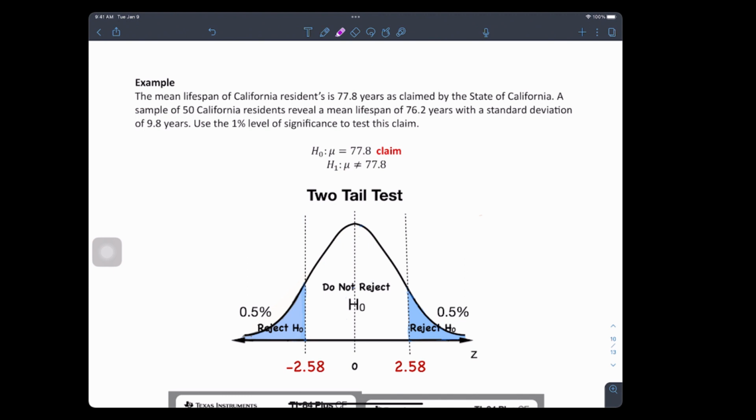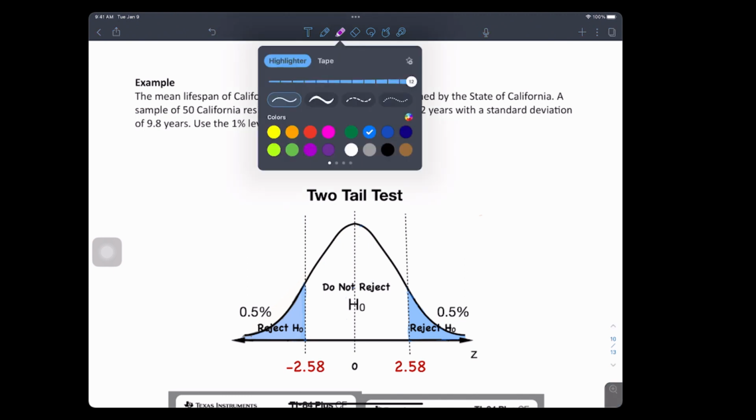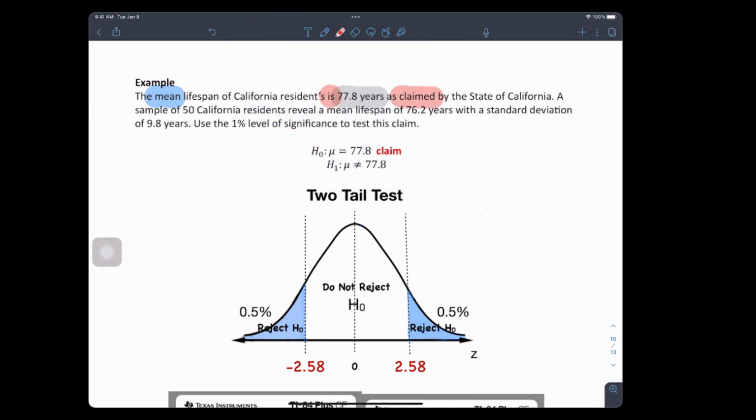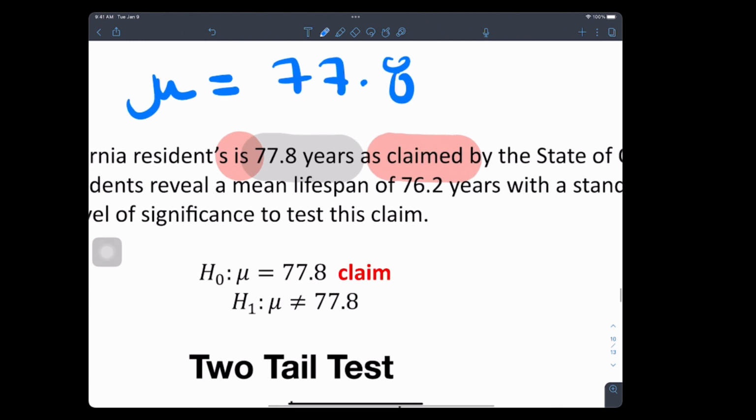Okay. The mean lifespan of California residents is 77.8 years, as claimed by the state of California. So this is mu equals what? That's your claim. Did I put it in the right position? I did. Is that true? Because isn't that short for is equal to? So it's a null hypothesis. The opposite is not equal.